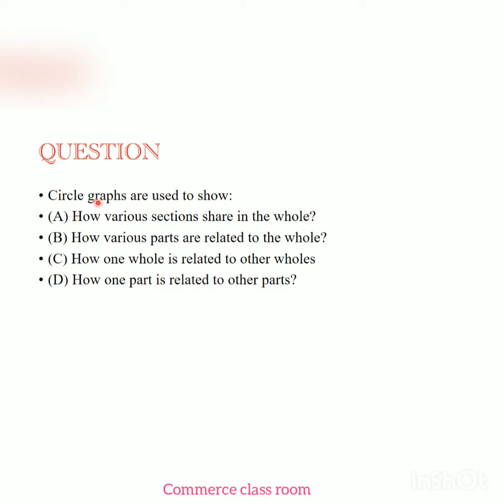Next question, circle graphs are used to show option A, how various sections share in the all, option B, how various parts are related to the all, option C, how one all is related to other alls, option D, how one part is related to other parts. Our answer is option B, circle graphs are used to show how various parts are related to the all.